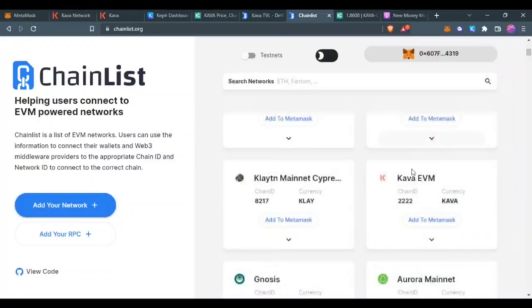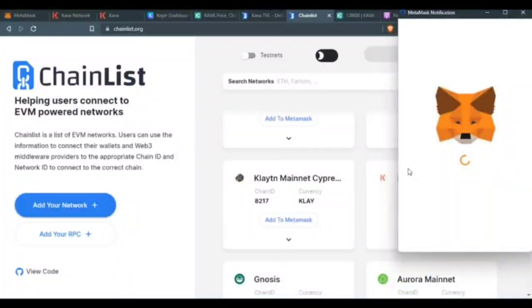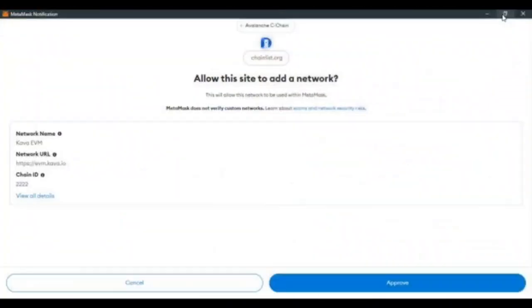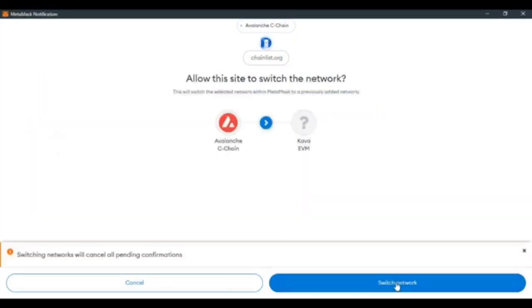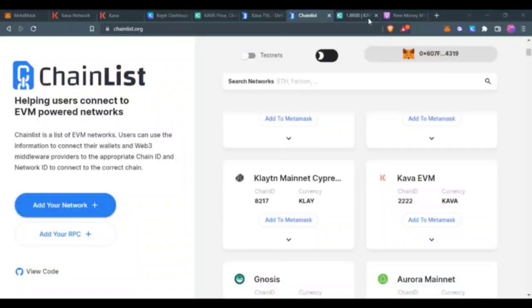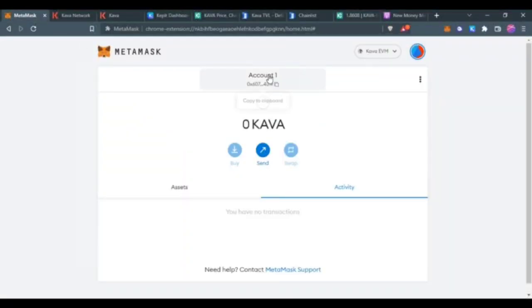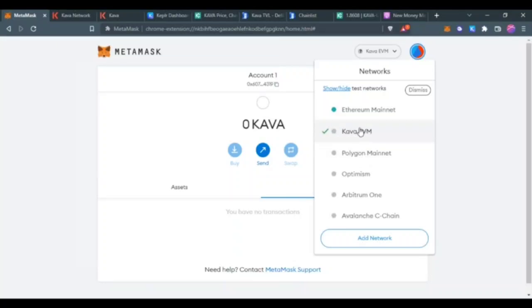And the one that we're going to be focusing on today, of course, is Kava EVM, or the Kava Ethereum Virtual Machine network. So we're going to add this to MetaMask. And you can see the details that it will be putting in, and we'll approve that. As of right now, we're allowing the site to switch the network. This will switch the selected network within MetaMask to a previously added network. So we're going from Avalanche C-Chain to the Kava Ethereum Virtual Machine. We're going to switch over, come back over, and we can see that we are now on the Kava network within our MetaMask.